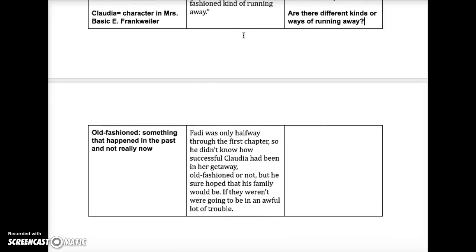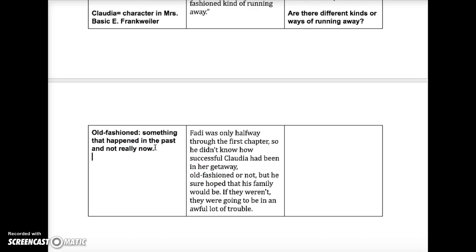So let's keep going. Fadi was only halfway through the first chapter, so he didn't know how successful Claudia had been in her getaway, old-fashioned or not, but he sure hoped that his family would be. If they weren't, they were going to be in an awful lot of trouble.